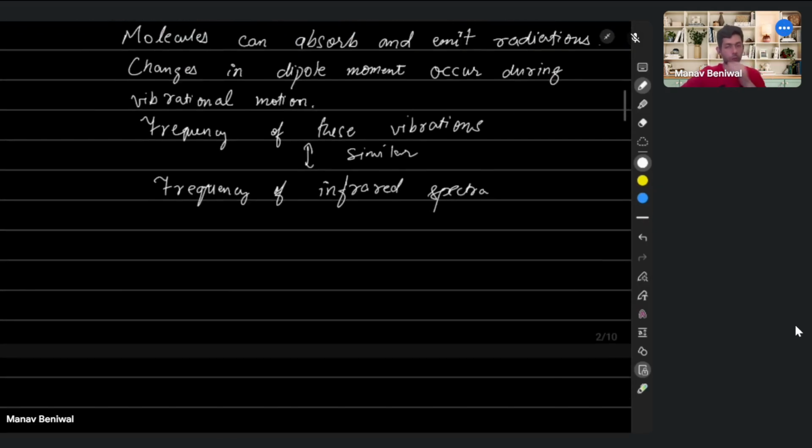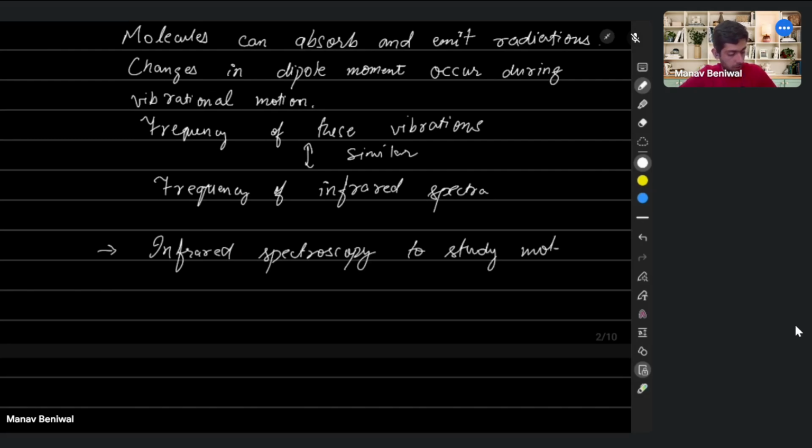Okay, and now what is the significance of this? The significance is that we can do infrared spectroscopy to study molecular vibrations. So this is the advantage in which we can use the vibration of molecules. We can use infrared spectroscopy to study molecular vibrations.